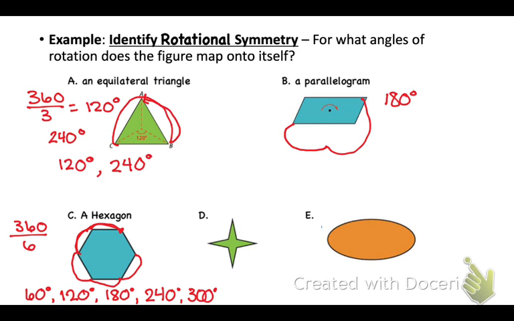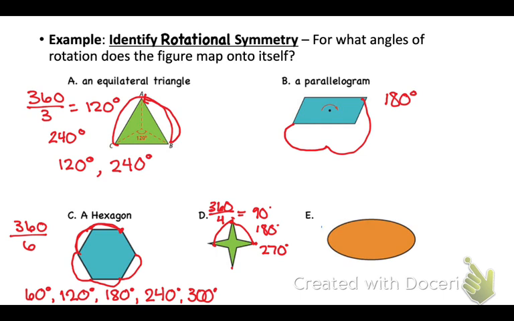Okay. So our star, how many points do I have on it? 4. So 360 divided by 4 is what? 90. So 90, and then the next one would be 180, and then 270, and I stop. Because the next one is 360.